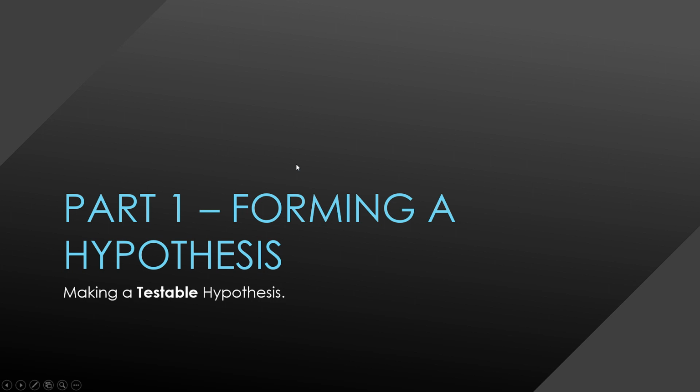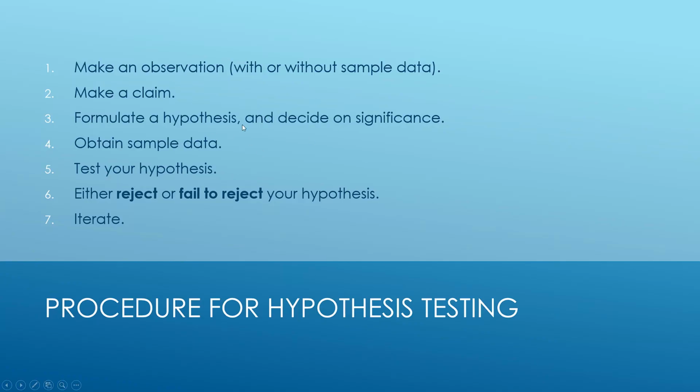So first things first, how do we make a testable hypothesis? That's going to be our first concern. Once we do that, we'll look into testing it. We'll also decide on significance levels. I'm sorry, but that always happens first. Then we'll test it, and then we'll decide if our hypothesis was good or not. And that's going to be our plan going forward.